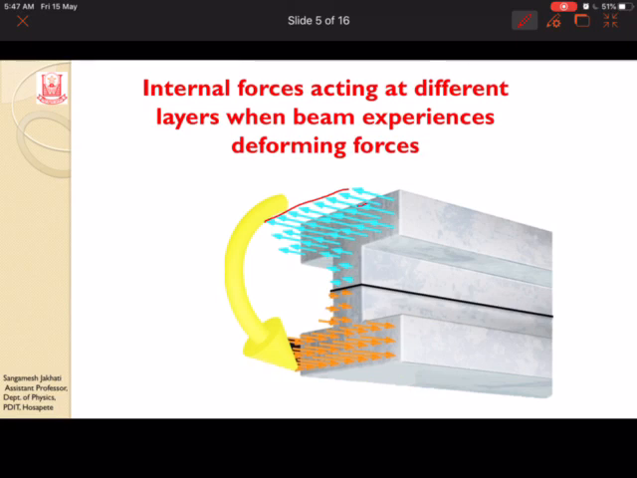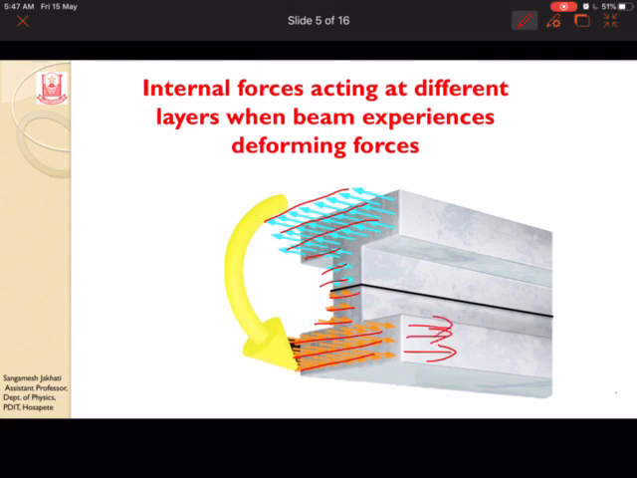So this is one layer, and this is another layer, this is another layer, this is another layer. So these different layers which are present in the upper portion of the beam are experiencing an elongation. And the layers now which I am marking, these are the layers which are present in the lower portion of the beam, which are experiencing an inward pull.